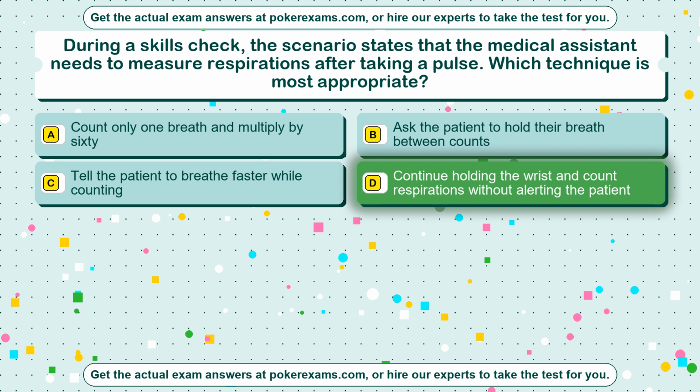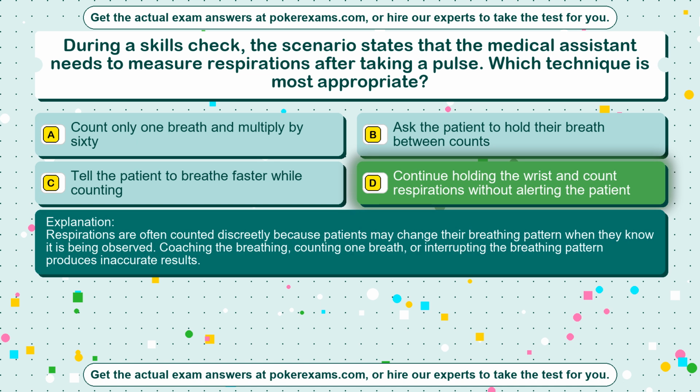The correct answer is option D. Continue holding the wrist and count respirations without alerting the patient. Respirations are often counted discreetly because patients may change their breathing pattern when they know it is being observed. Coaching the breathing, counting one breath, or interrupting the breathing pattern produces inaccurate results.